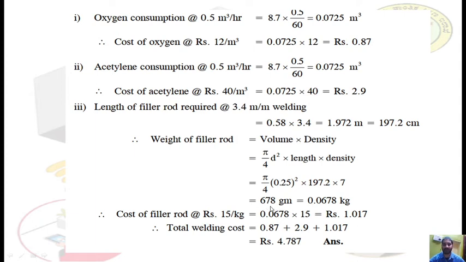Divide this by 1000, that will give you the kg requirement of the filler rod. So we require 0.0678 kg of filler rod. The cost of the filler rod is ₹15 per kg, but we require only this much filler rod, multiplied by 15, that will give you the cost of the filler rod, ₹1.017. So the total welding cost will be the cost of oxygen, the cost of acetylene, and the cost of the filler rod, that is 4.787, the total cost for this welding.